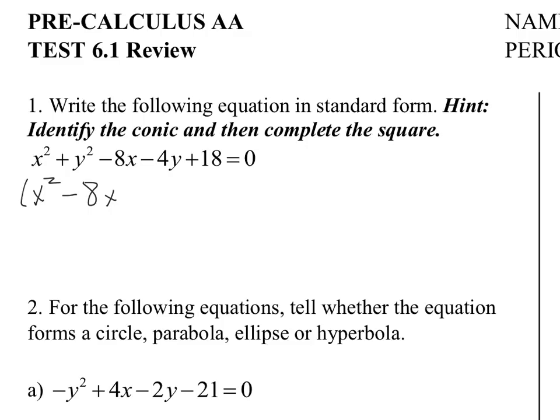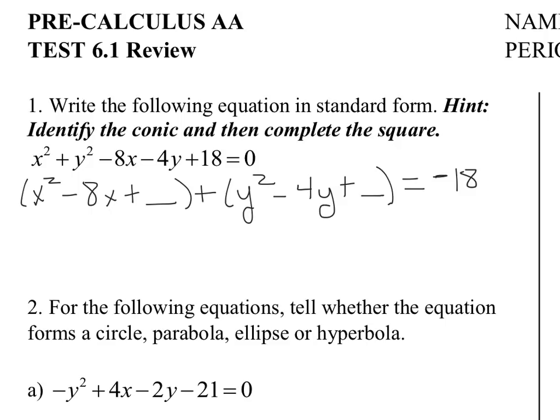So we're going to make a square out of this. So plus something. And then we're going to also do that with the y values. So y squared minus 4y. And then we're going to make a perfect square out of that, plus something, equals, and then we're going to move this positive 18 to the other side of the equal sign, and we're going to make it negative 18.